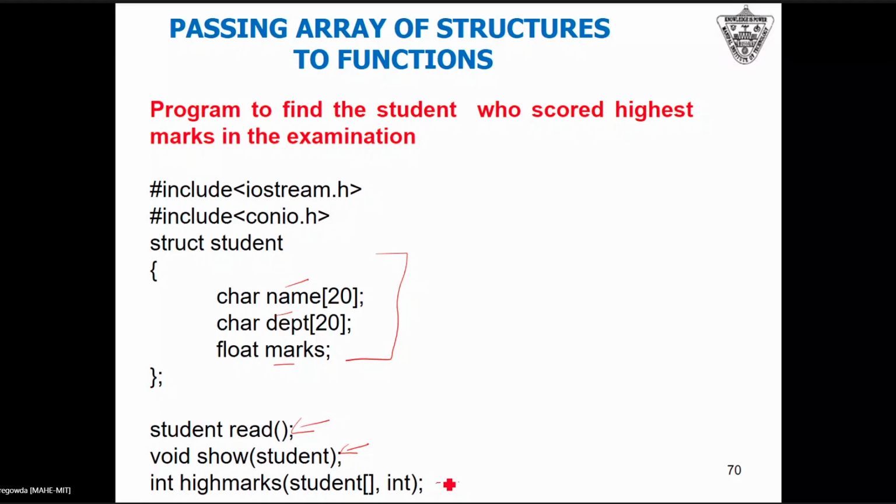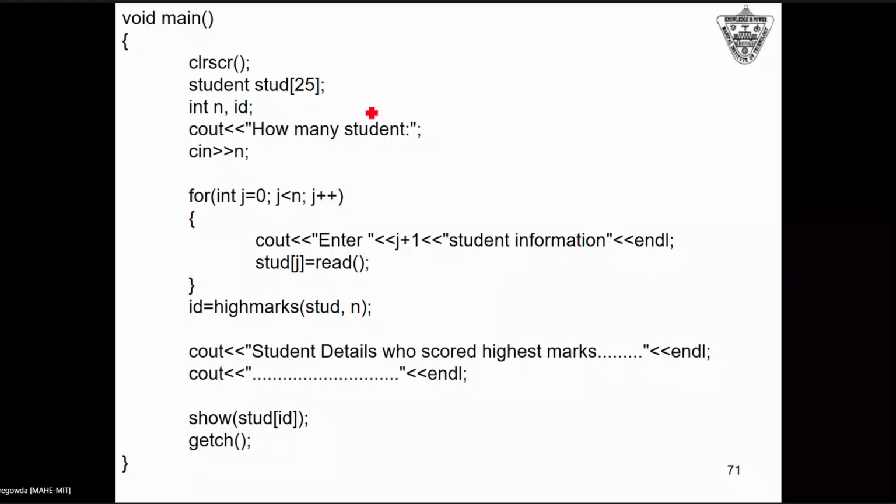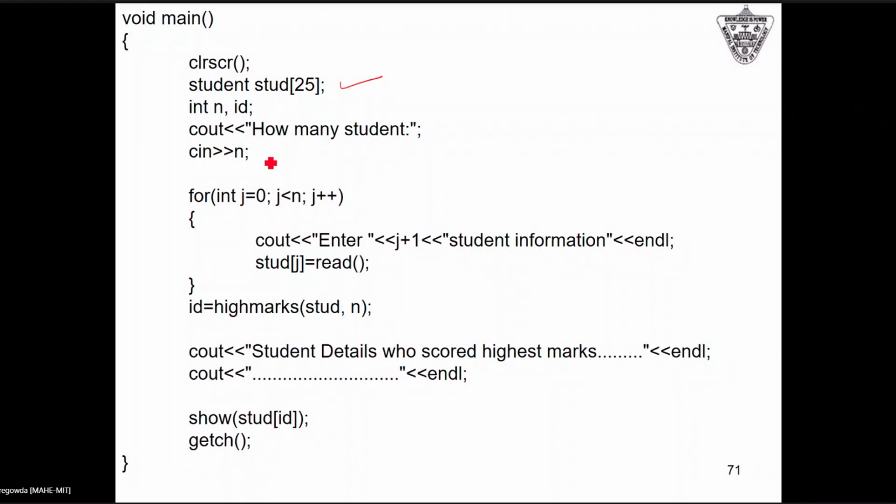Now this is the function prototype statement. It is going to identify the student who has scored the highest marks. I am going to pass an array of structures to this function highmarks, and another argument is an integer, the number of structures which you are going to pass. As usual, I declared the structure variable and I am going to read the student information. For example, n is equal to 5 student informations I want to read, to find which student has scored the highest marks.